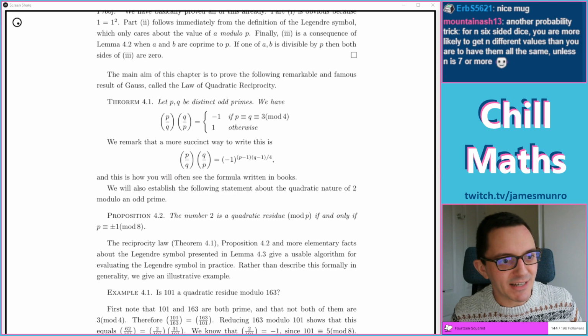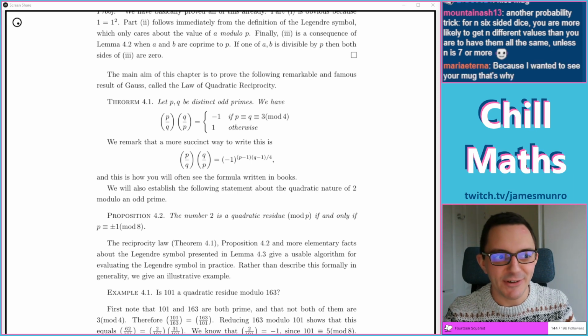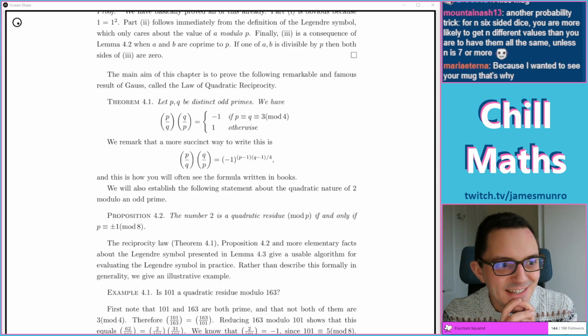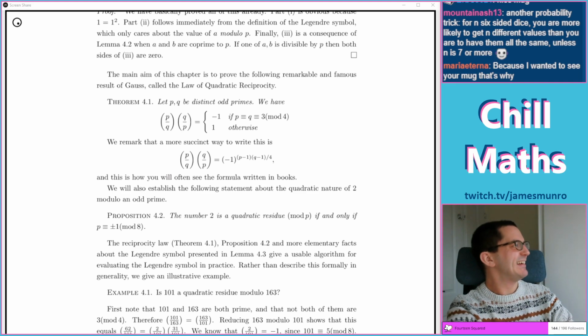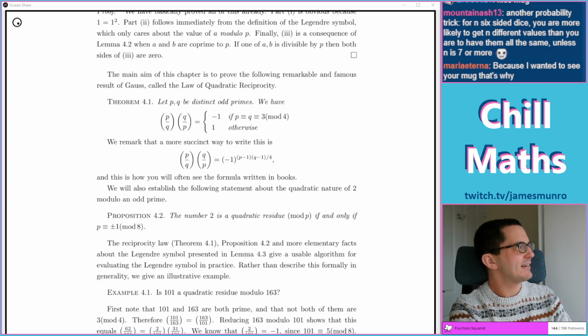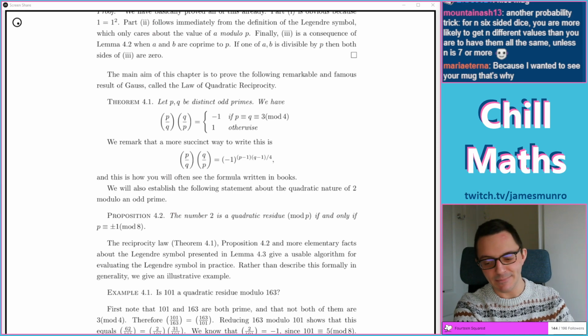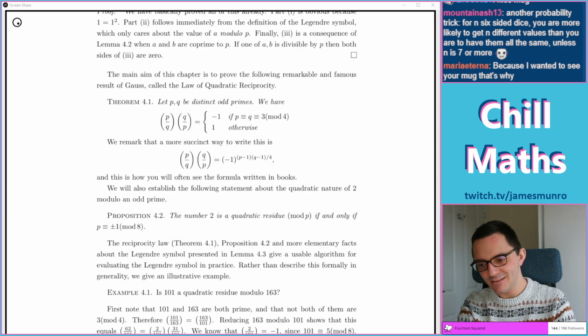Oh, that's a good fact, Melton Ash. I love a dice fact. N 6-sided dice, more likely to get N different values than you are to have them all the same. Oh, right, well, all the same sounds impossible. Oh, unless N is 7, because you can't have 7 different values. 6, so if I roll 6 dice, you're telling me all different, more likely than all the same.